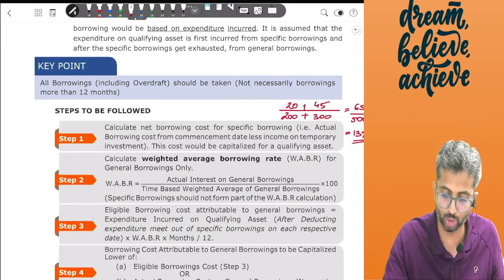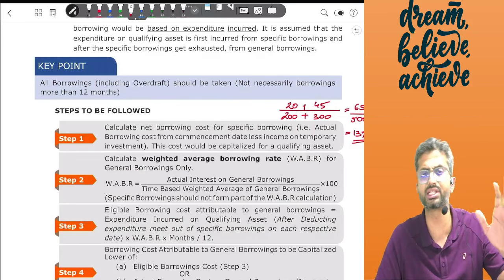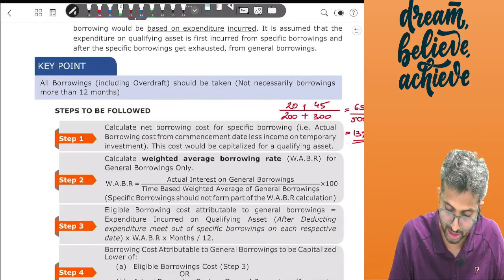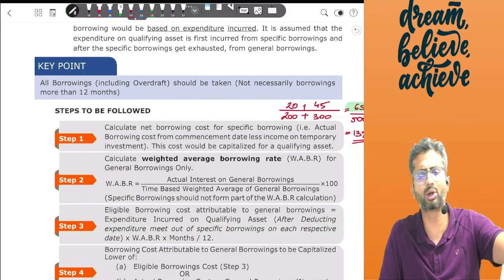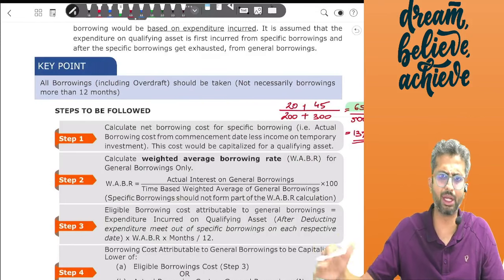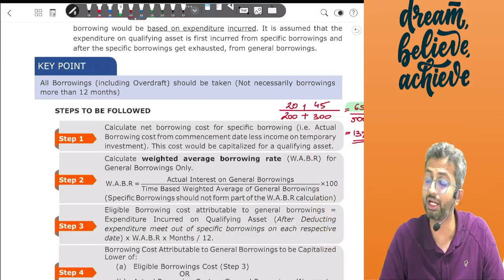If I take 60 into 13%, simplistically, that is 7.8 rupees. Now I'm actually paying a borrowing cost of 65, but I'm saying the entire 65 is not towards the qualifying asset. A part of this, at max 7.8, is towards the qualifying asset. The remaining is for other than the qualifying asset. You can very well take it to the P&L.